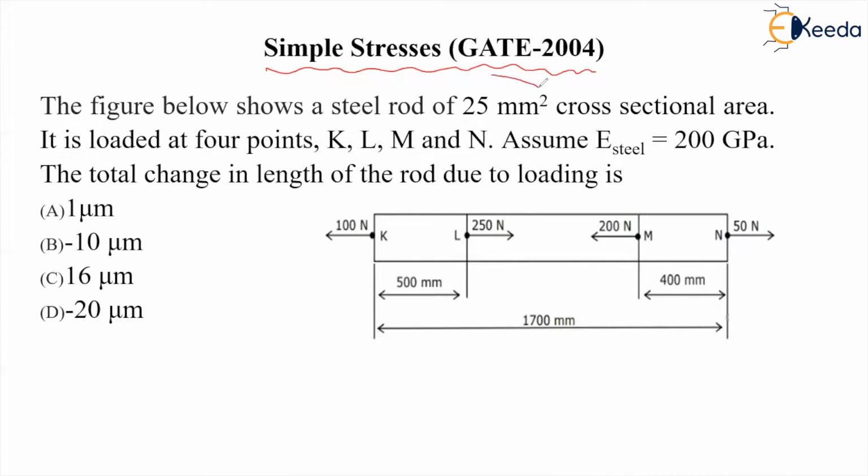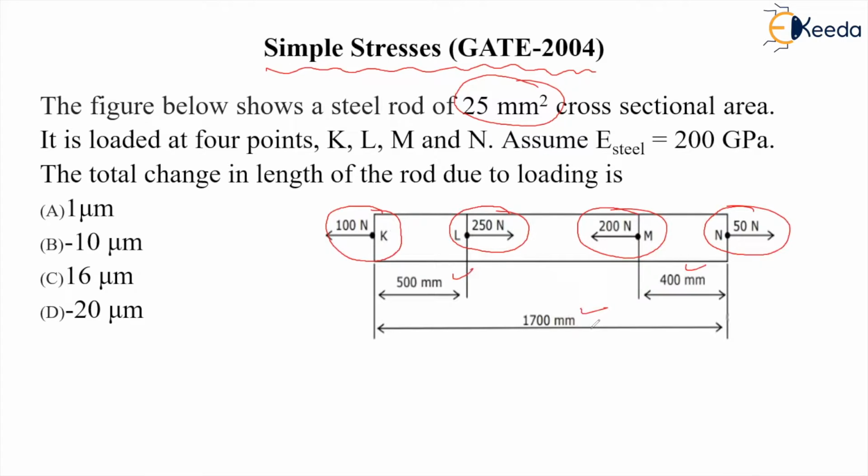It has a cross-section area of 25 millimeters square, and the loads are applied at different points. Leftward load applied is 100 Newton at K point, rightward load applied is 250 Newton at L point, again leftward load applied at M point is 200 Newton, and again rightward load applied at N point is 50 Newton. Dimensions are also given to us.